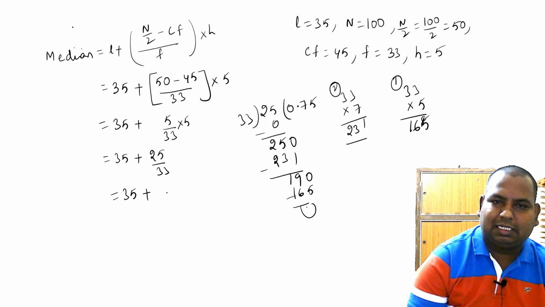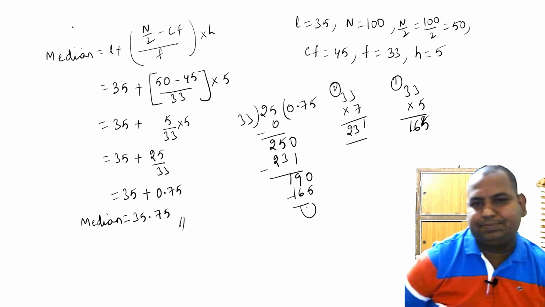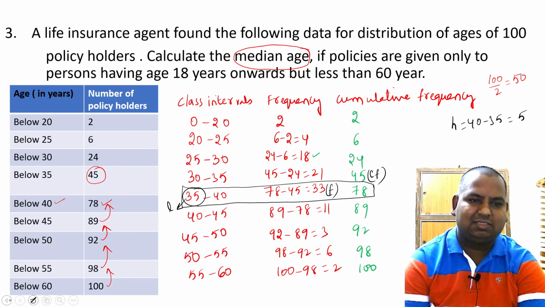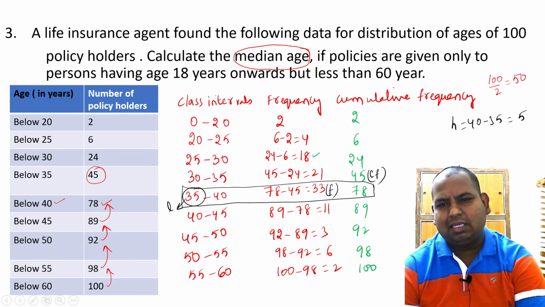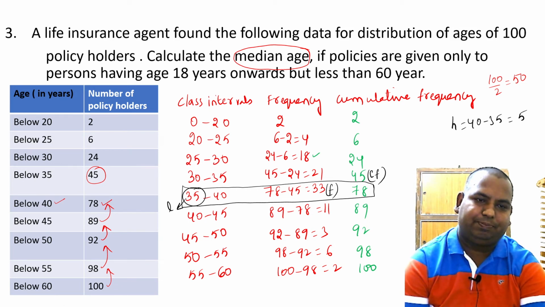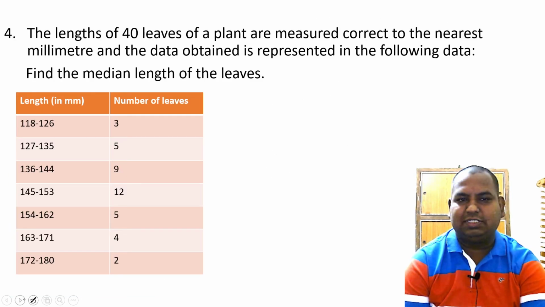25 plus 0.75 is equal to 35.75. This is the median of the given question. Okay. This model is also an important model because it didn't give class intervals. We need to frame class intervals and then we need to find the median. Okay. Next, the last model of this concept.